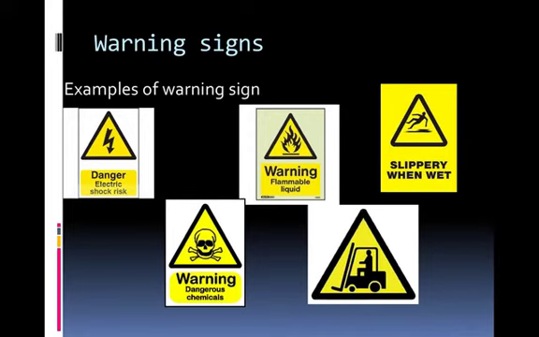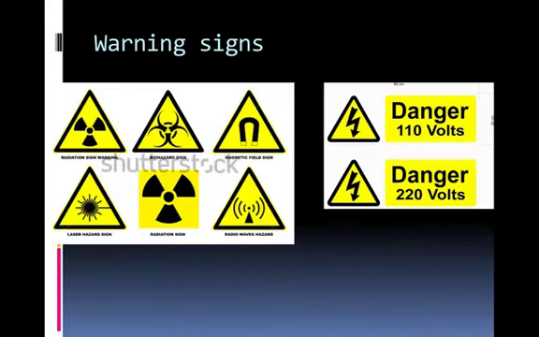And you realize you have these different types. You have the danger, electrical shock, warning, flammable liquid, or the slippery when wet. These are signs with a simple message. And then you have the forklift, which is only a sign. And here are some more examples. You can look at them and go through the same thing again.